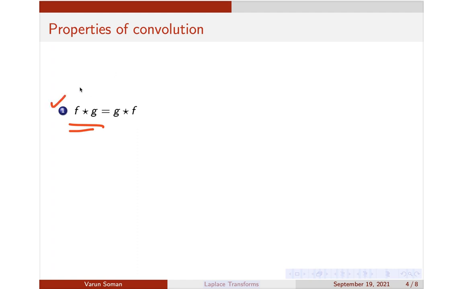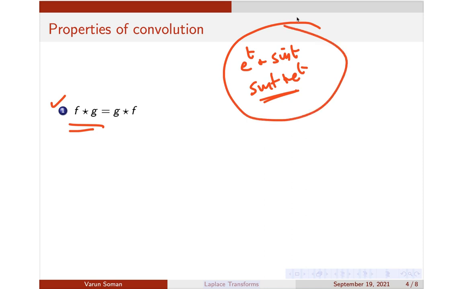Suppose you have some complex functions, like you need to find the convolution of e raised to t and sin t, we'll come to that later. Either you can find this one, or you can find sin t star e raised to t, according to your convenience. It will make the computation much simpler. You can do it in any way. So that is the important property.